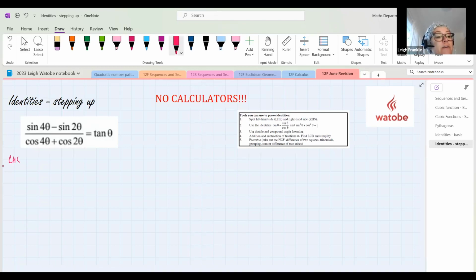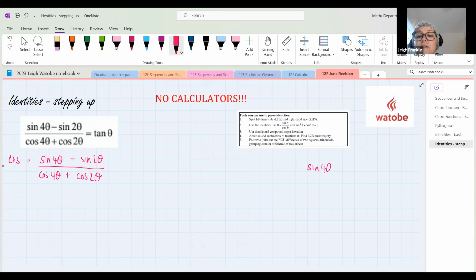Left-hand side equals. So what's unusual for us here is the sine 4 theta in the numerator and the cos 4 theta in the denominator. Those are things that we are not used to seeing. Okay, but I'm going to show you now how we're going to deal with that. So let's just write the question down. Sine 4 theta minus sine 2 theta all over cos 4 theta plus cos 2 theta.